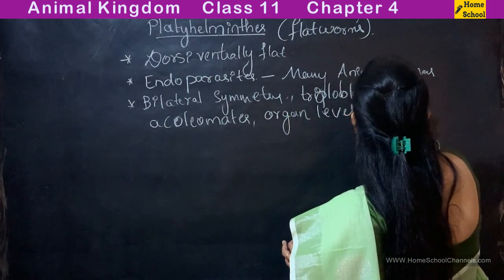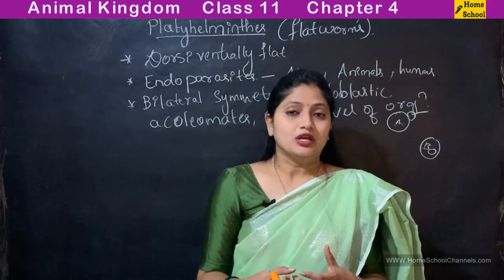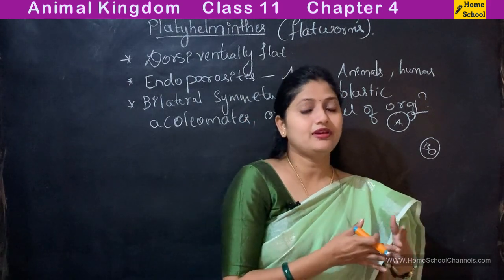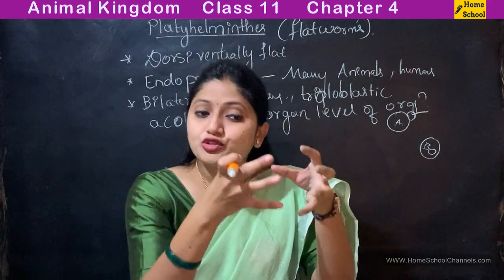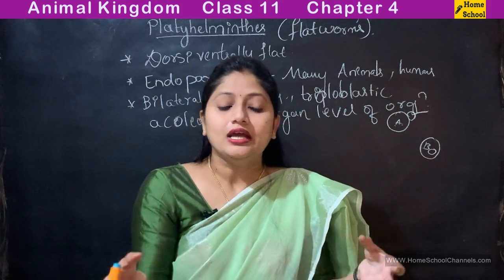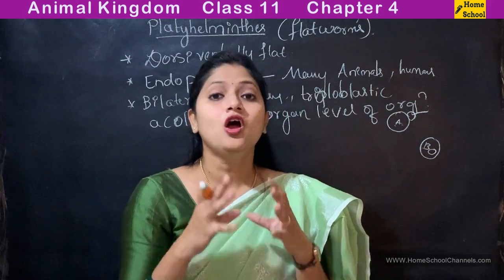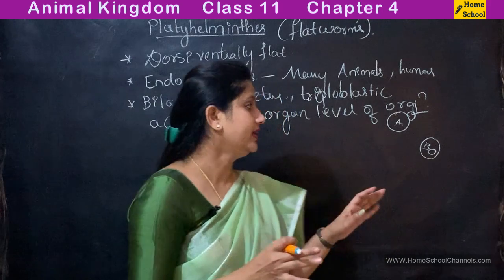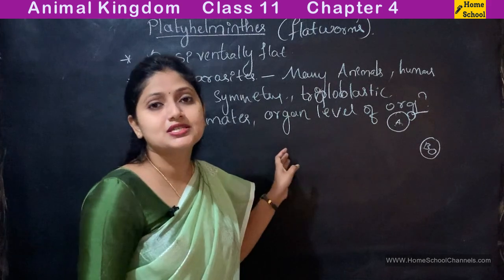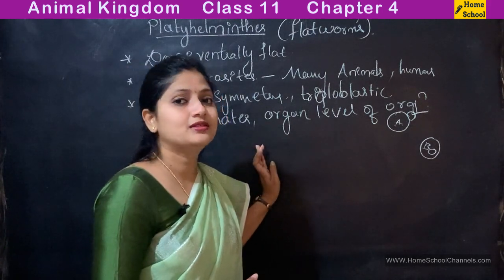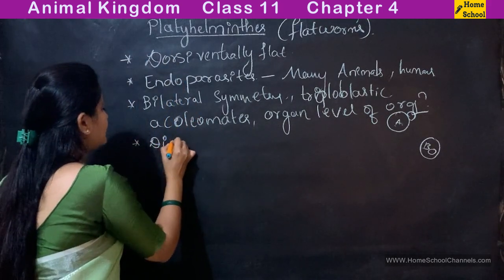They exhibit organ level of organization, right? So, what do you mean by organ level? Previously we had seen tissue level in the Ctenophora. So, organ level is here, so many tissues together form one single organ which is performing a particular function, that is called the organ level of organization, right? So, these are the structural details. Coming on to the various functions here, that is digestion, nervous system as well as the excretory system. So, firstly, we will see the digestive system.